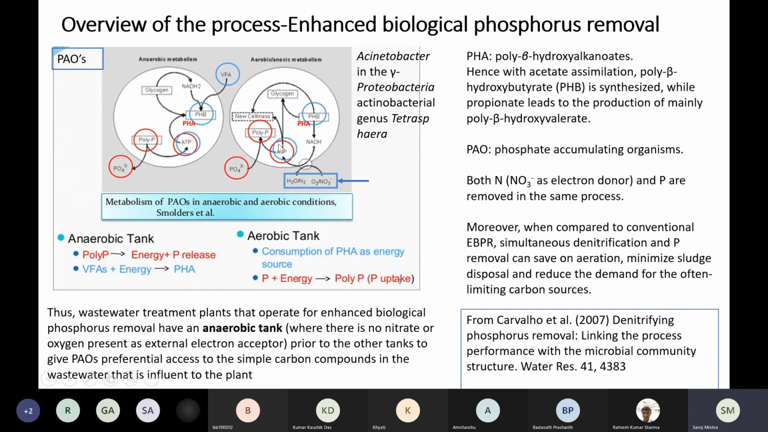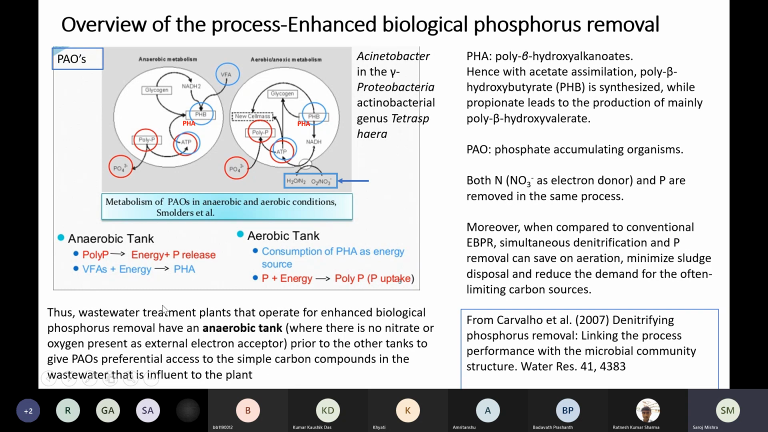In the aerobic part now, there is consumption of PHA, which you have generated here, as an energy source, and excess phosphate is taken up. The energy now available from the PHA is used to synthesize polyphosphates. So this is kind of a reversal of the steps you saw here. When you say that biological phosphate is being removed, it is occurring only during the second phase, the aerobic leg. All the terminologies are explained here. You can just read it.